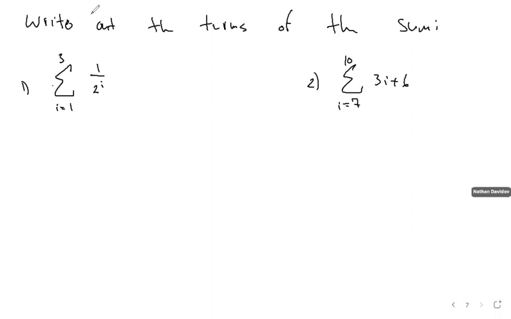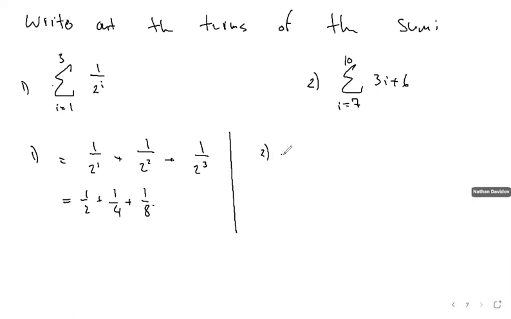Okay, so hopefully you were able to do at least one of these. For number 1, if you were to expand this out, remember how you do this. You start your i at 1, so you just plug in 1. This is 1 over 2 to the 1. Then you increment. So this is now 2, so you plug in 1 over 2 to the 2, and then you increment again, 1 over 2 to the 3rd. And the 3 tells you when to end. So that's that. You could simplify if you wanted to, but you don't really have to.